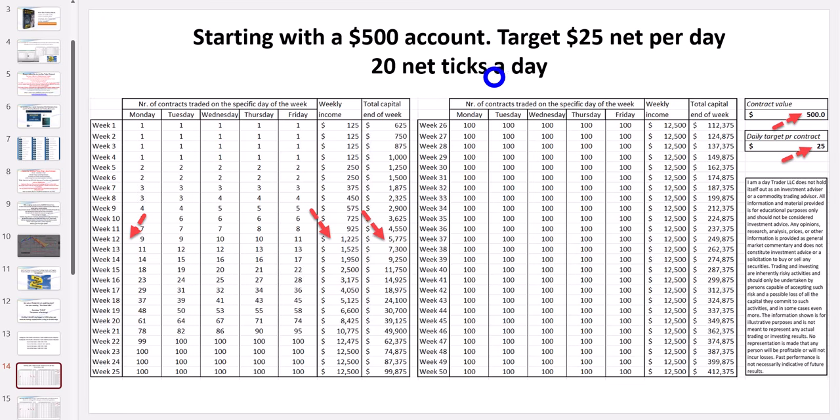So only 20 ticks a day will net you. That's net ticks, that's after any losses. Now if you go for just that $25 a day, and how this compound table works, many of you that watch my channel already know this, here you'd be earning 125 a week, 25 a day, and every time you double your money you can start trading an additional contract.